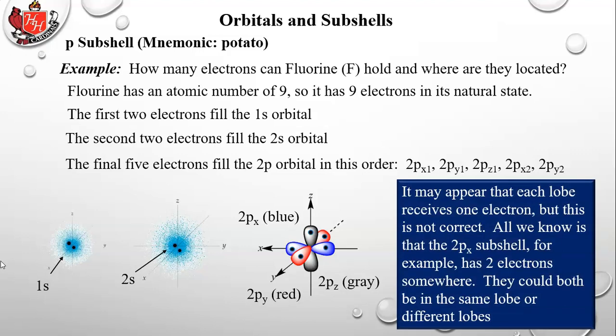Now, it may appear that each lobe receives 1 electron, but this is not correct. It just, in this example, kind of looks like that. All we know is that the 2px subshell, for example, has 2 electrons somewhere. So both of those electrons could be over to the left side in that blue orbital, or both over to the right. All we know is that they're going to be somewhere in that blue area. We don't know if they're both to the left, both to the right, or one on each side. So they could be in the same lobe or different lobes.